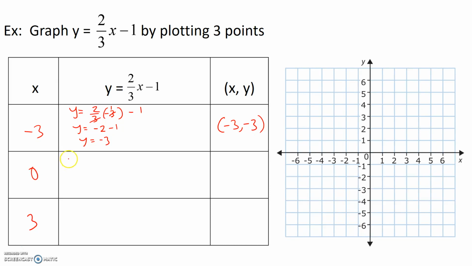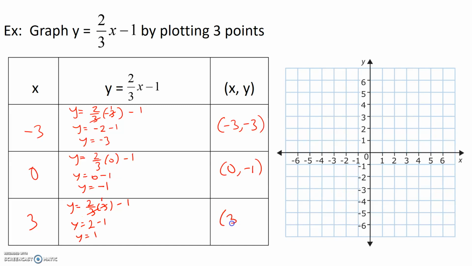Then let's pick x equals 0. So we will have y equals 2/3 times 0 minus 1. Anything times 0 is 0. So we will get y equals 0 minus 1, which is negative 1, which means the corresponding ordered pair is 0, negative 1. Now let's replace the x value with 3. So 3 goes into 3 once, 2 times 1 is 2, and 2 minus 1 is 1. So the next ordered pair is the point 3, 1.